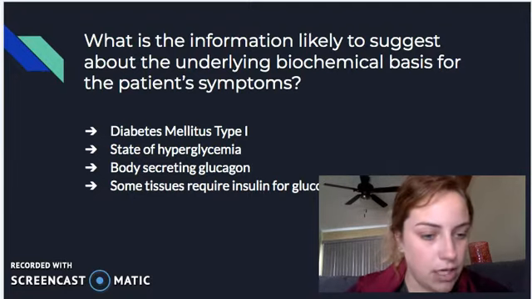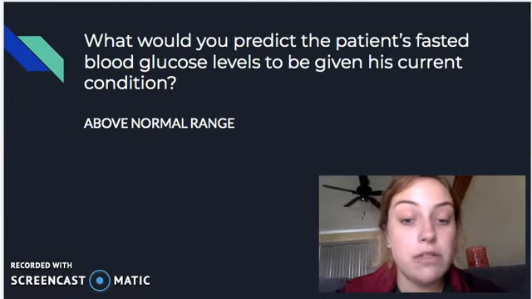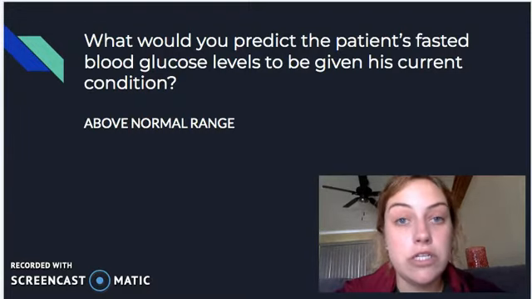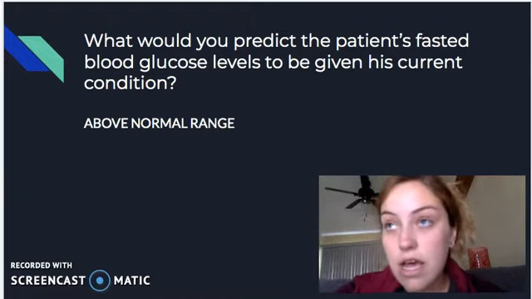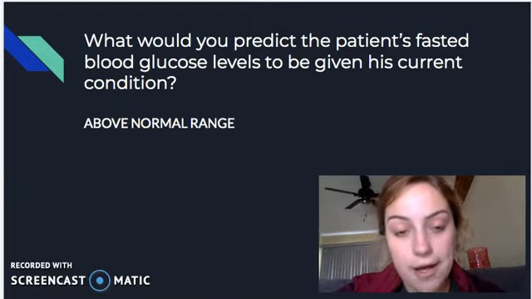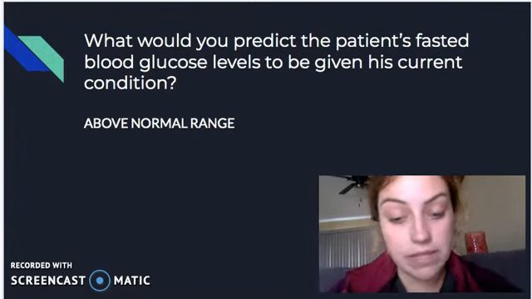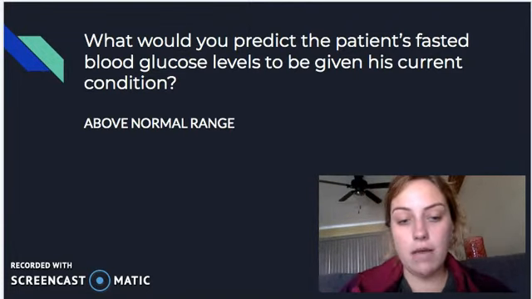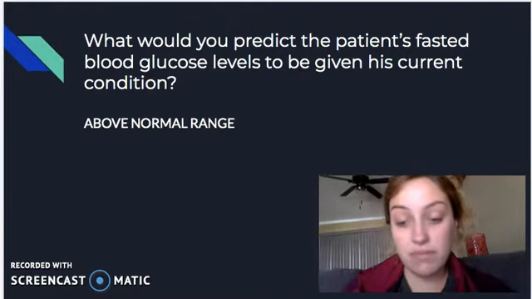So the next part of this question, what would you predict the patient's fasted blood glucose levels to be given his current condition? Definitely above normal range. If he has diabetes type 1, he's not producing really any insulin, little or none at all. So his BG levels will be above normal for sure.